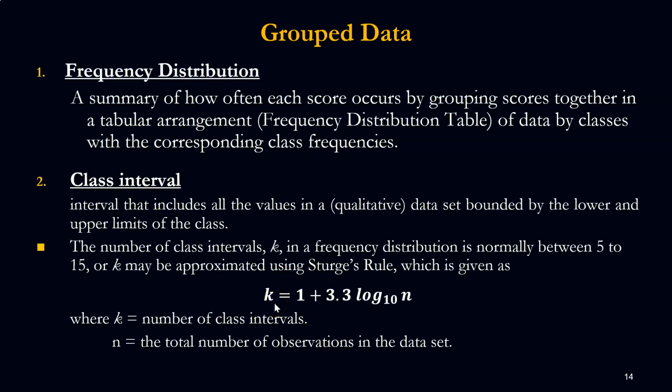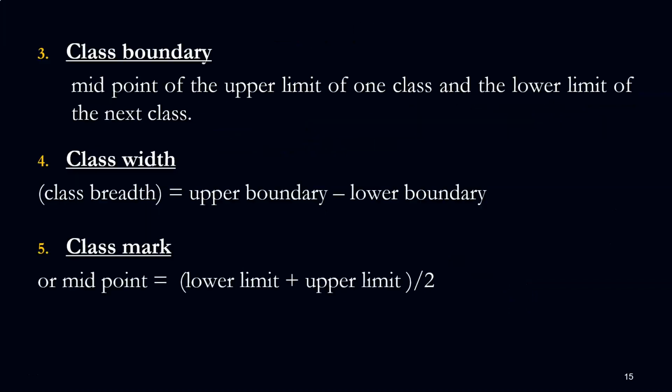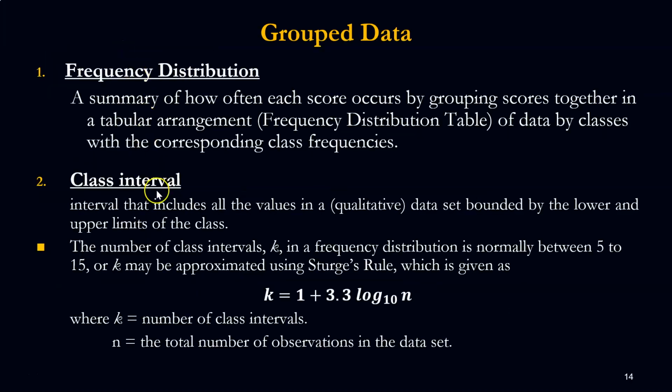Using this K. Okay, just plug in the value 1 plus 3.3 log n, your n is 20. So nanti you akan dapatlah value untuk you punya K. So that is how you know berapa banyak kelas you kena buat. And then you have class boundary. So walaupun nama dia lebih kurang sama, but the way how you going to calculate it is different.